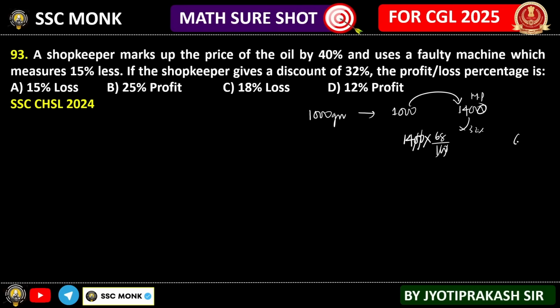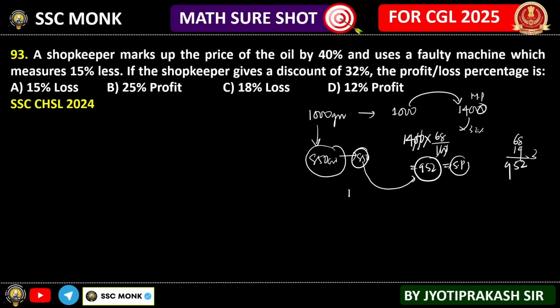Zero zero gone. 68 into 14 is equal to 8 4s are 32, 6 4s are 24 plus 3 is 27, that is equal to 952. Now the selling price is 952 but he is giving 15% less, that means 850 grams. 850 grams cost price is 850 rupees. Cost price 850, selling price 952, profit 102 upon 850 into 100.